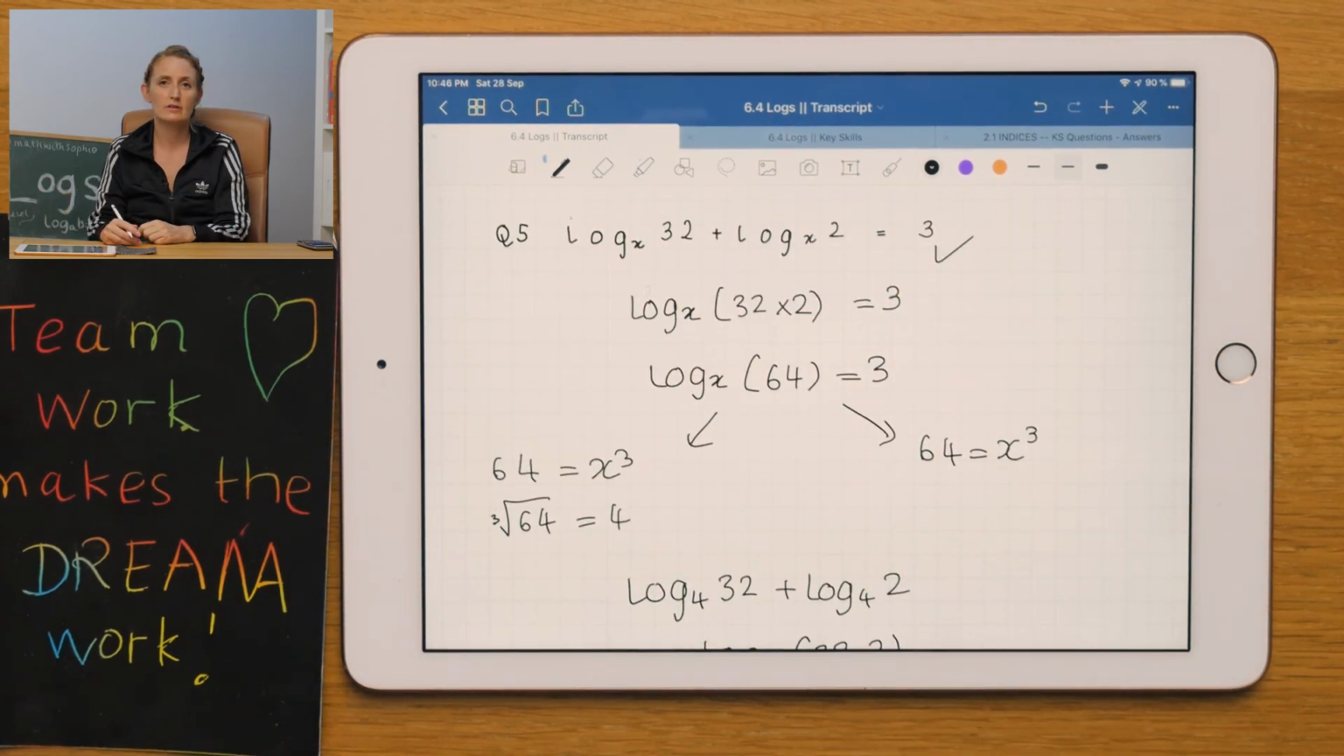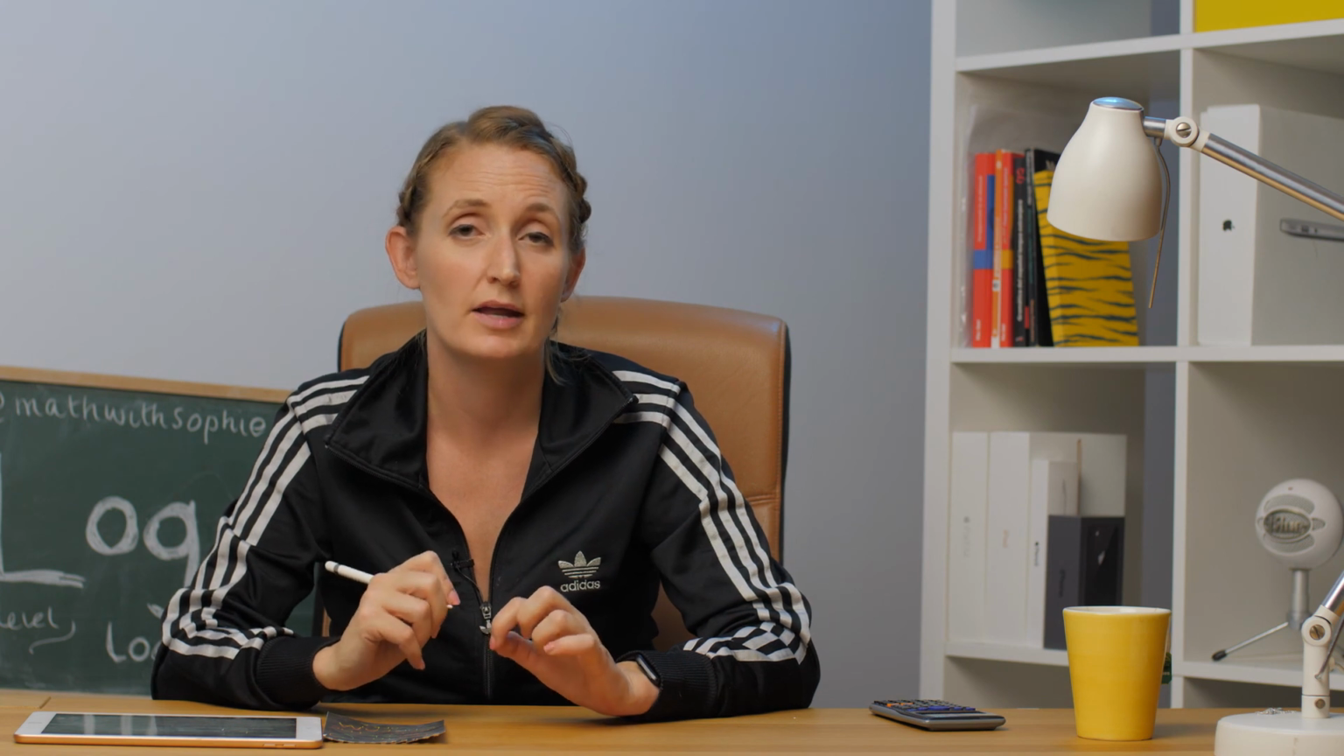Okay, that's key skill 2, done and dusted. And the next key skill, we're going to be looking at a really similar rule, but it has a minus instead of a plus. It's kind of going to work in the same way, but a little bit more complicated.